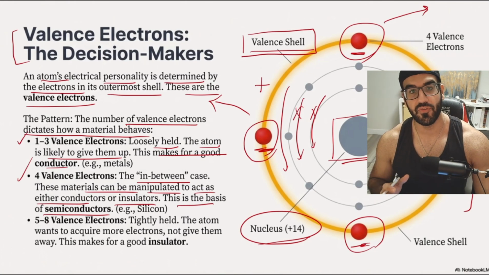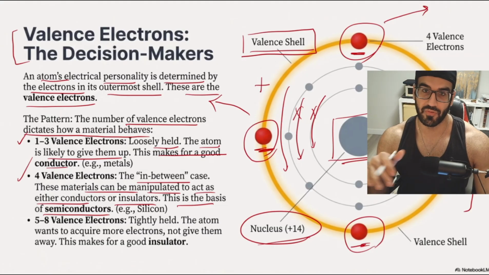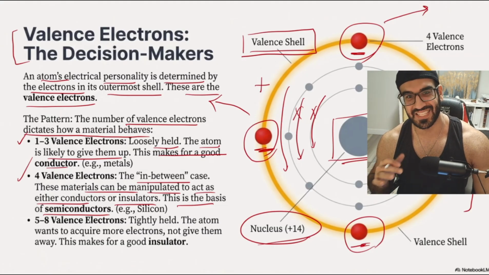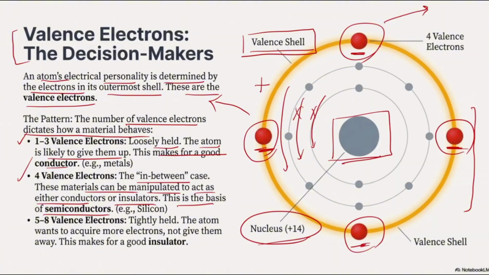So far we know that if we have 4 electrons, like the picture that we have, in the valence shell, we can call them the in-between guy, or a semiconductor. At this point, we have another part: if we have 5 to 8 valence electrons, it means that the power of my atom is so high that it can absorb many electrons. So we say that those electrons are tightly held, and the atom wants to acquire more electrons because it has the power. This guy is not going to give them away, and this makes it a very good insulator.